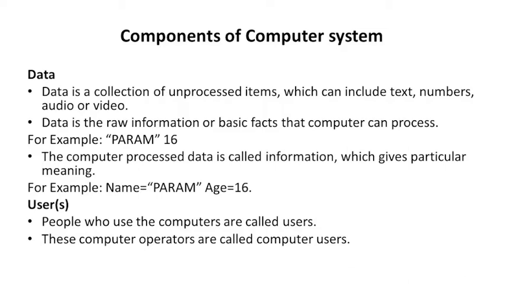In the previous example, in the data, we don't know what is param and we don't know what is 16. That is the raw information, that is the basic facts. Whereas in the information, it will give what is the param. Param is a name. And what is the 16? 16 is the age of the person param. That is the difference between the data and the information.